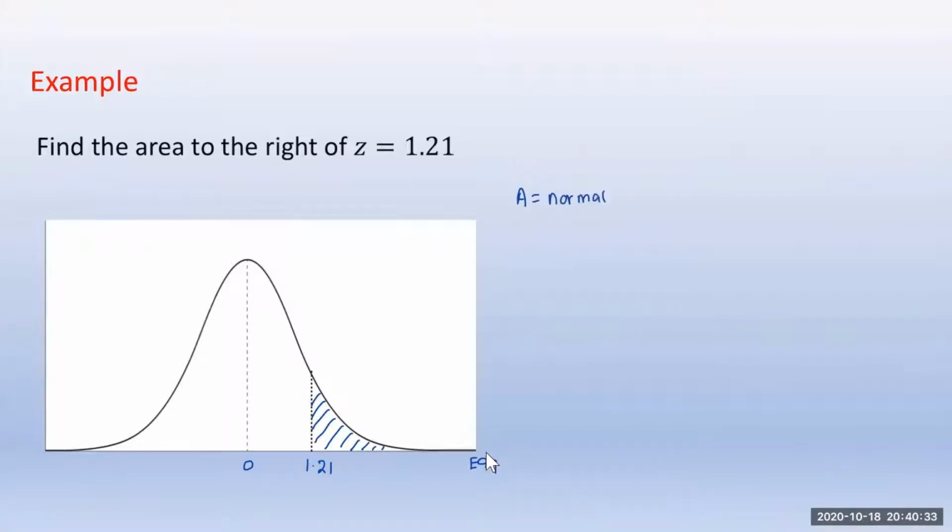normal CDF, lower boundary for the area 1.21, upper boundary is E99. Because it is the standard normal distribution, mean is 0 and standard deviation is 1. So the area is equal to, we are going to find this area using TI-84 calculator.